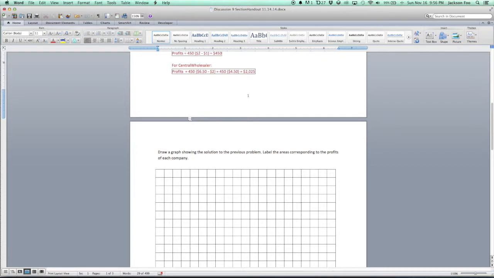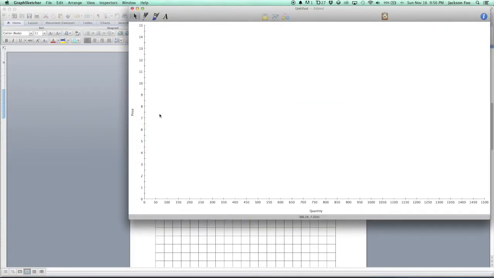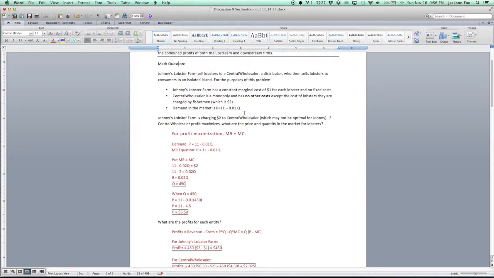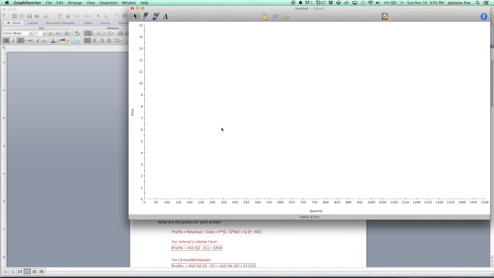The next question says, draw a graph showing a solution to the previous problem. You've seen this 1,000 times. I'm going to do it really quickly on my graph sketcher. So we know that we need to graph. The first thing you want to graph is this. I'm going to bold and underline it. So the question is, when Q equals 0, what is P? P would be 11, right? When this whole thing is 0, P would be 11. So let's start from 11.